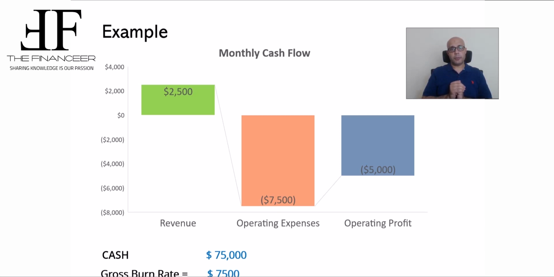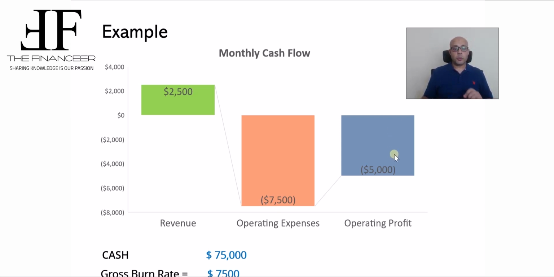Let's take an example. Assume that your revenue is $2,500 and your operating expenses is $7,500. As you can see, the revenue, because you are collecting cash from your customers, is a positive. And for the operating expenses, because you are paying cash to different parties, for example for the rent, for the salaries, for the insurance, for the utilities, for any type of operating expenses, the total operating expenses, 7,500, is a negative because it is cash outflow.